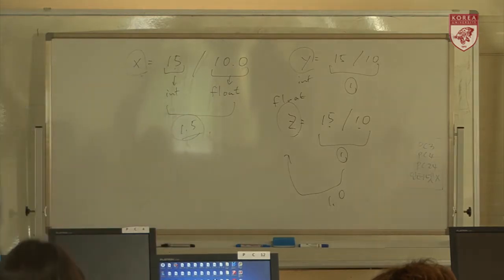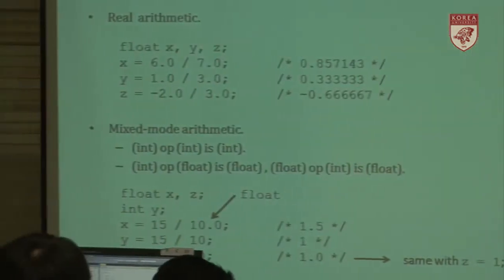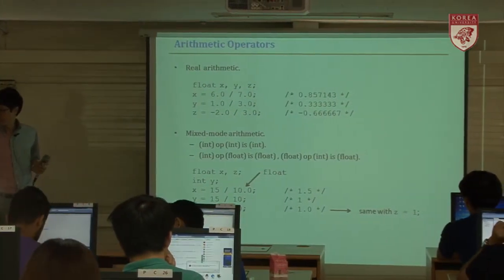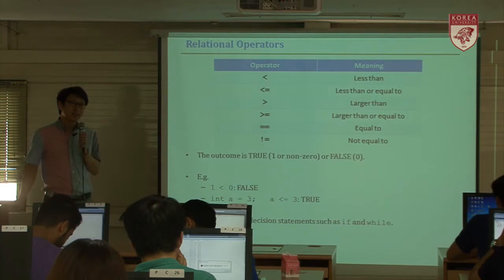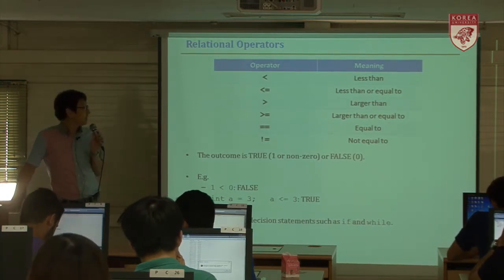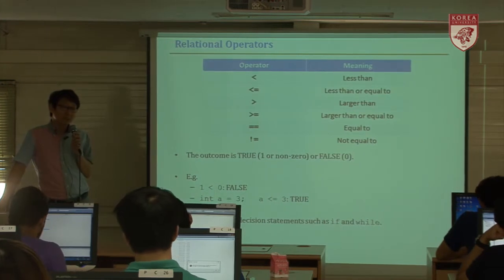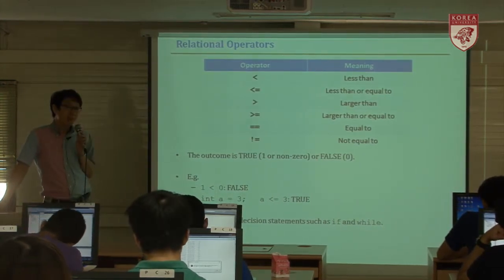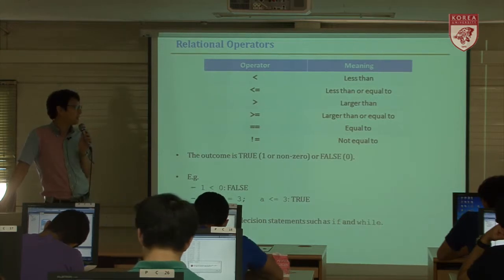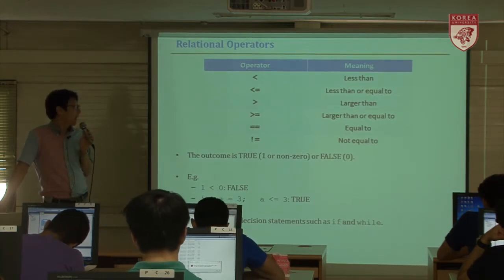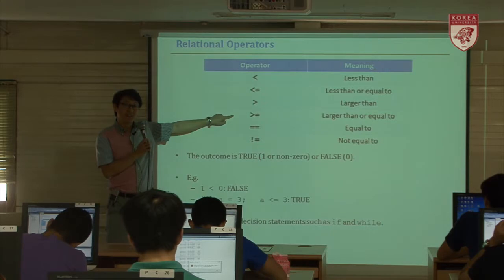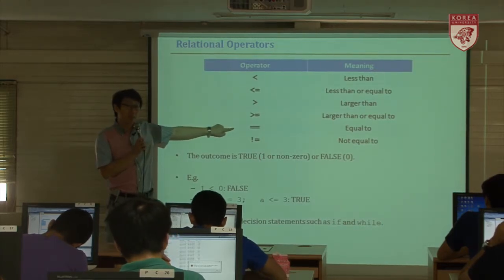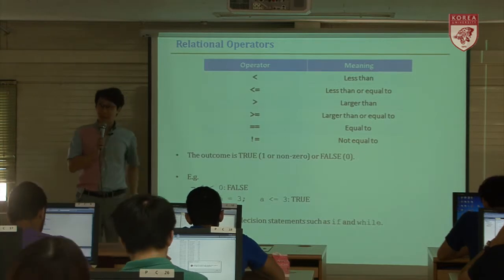But at this time, we're going to discuss those arithmetic operators. All right, then next is a bit difficult one, the relational operators, which are: A is less than B, A is less than or equal to B, A is larger than B, A is larger than or equal to B, A is equal to B, or A is not equal to B.